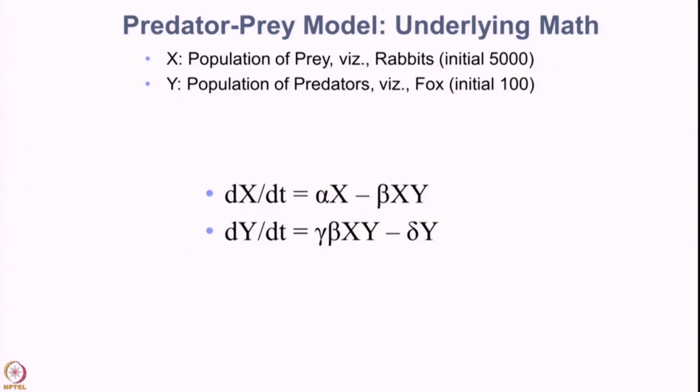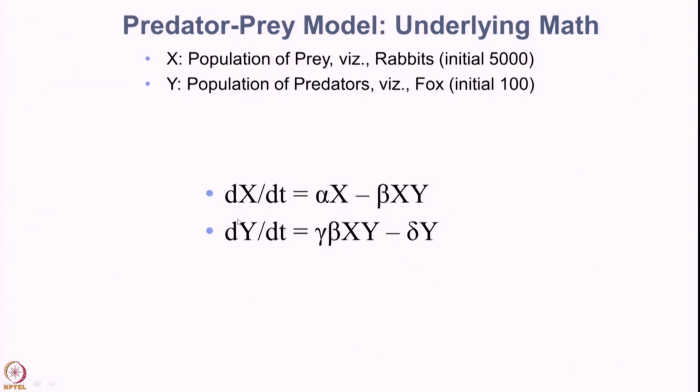So this is a classical model and the underlying math behind it. So x is the population of the prey and y is the population of predators. For the model purposes, let us assume that prey are the rabbits and the predators are nothing but foxes. Let the initial value of rabbits be 5000 and the initial value of foxes be 100.